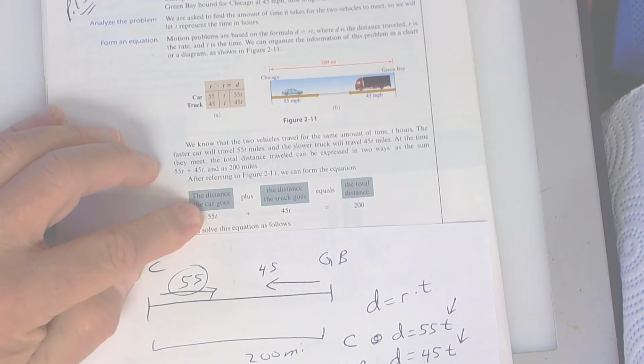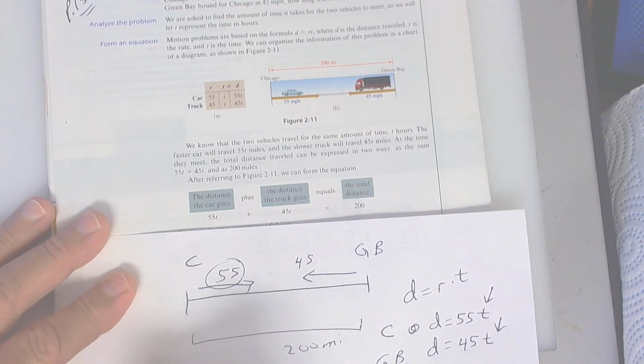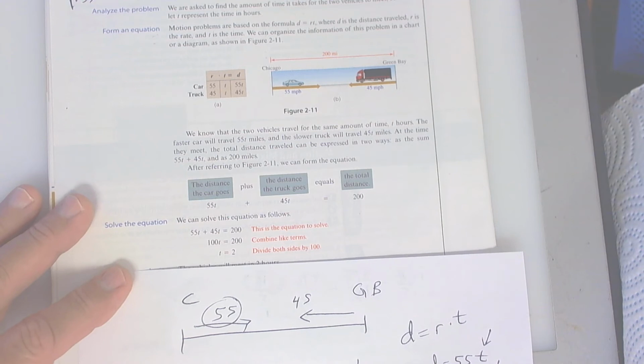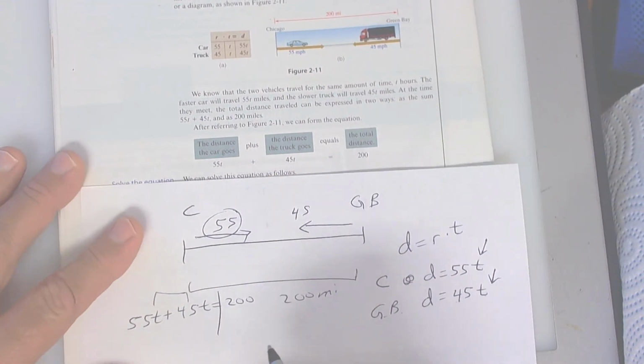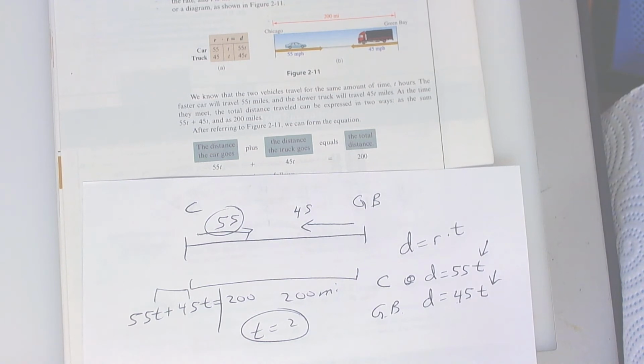Okay, see right here how they have it? So it's 55t plus 45t is equal to 200. Then you combine like terms and work it out. And they did that for us. So 2 hours into the trip, they're going to be dead even with each other. They will meet in exactly 2 hours. And that's the first one where the cars are coming towards each other. Let's try another one.